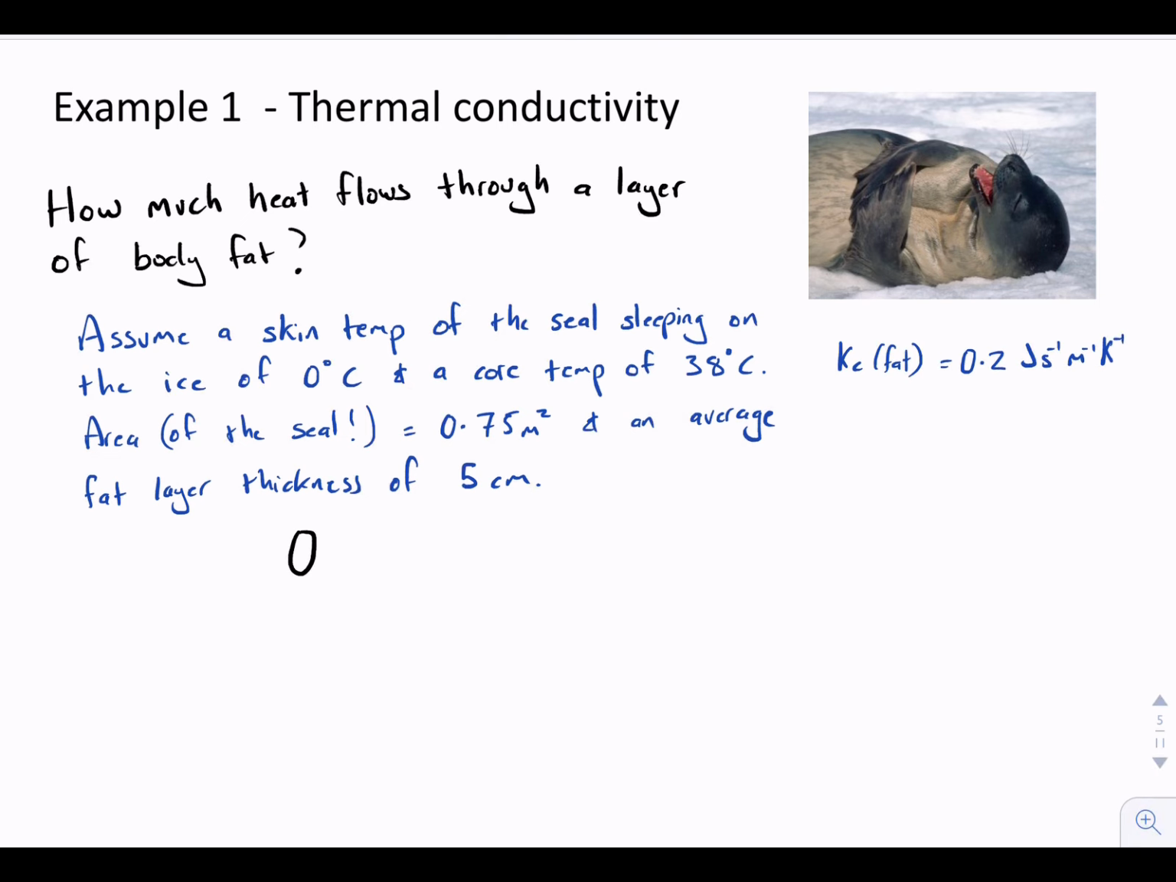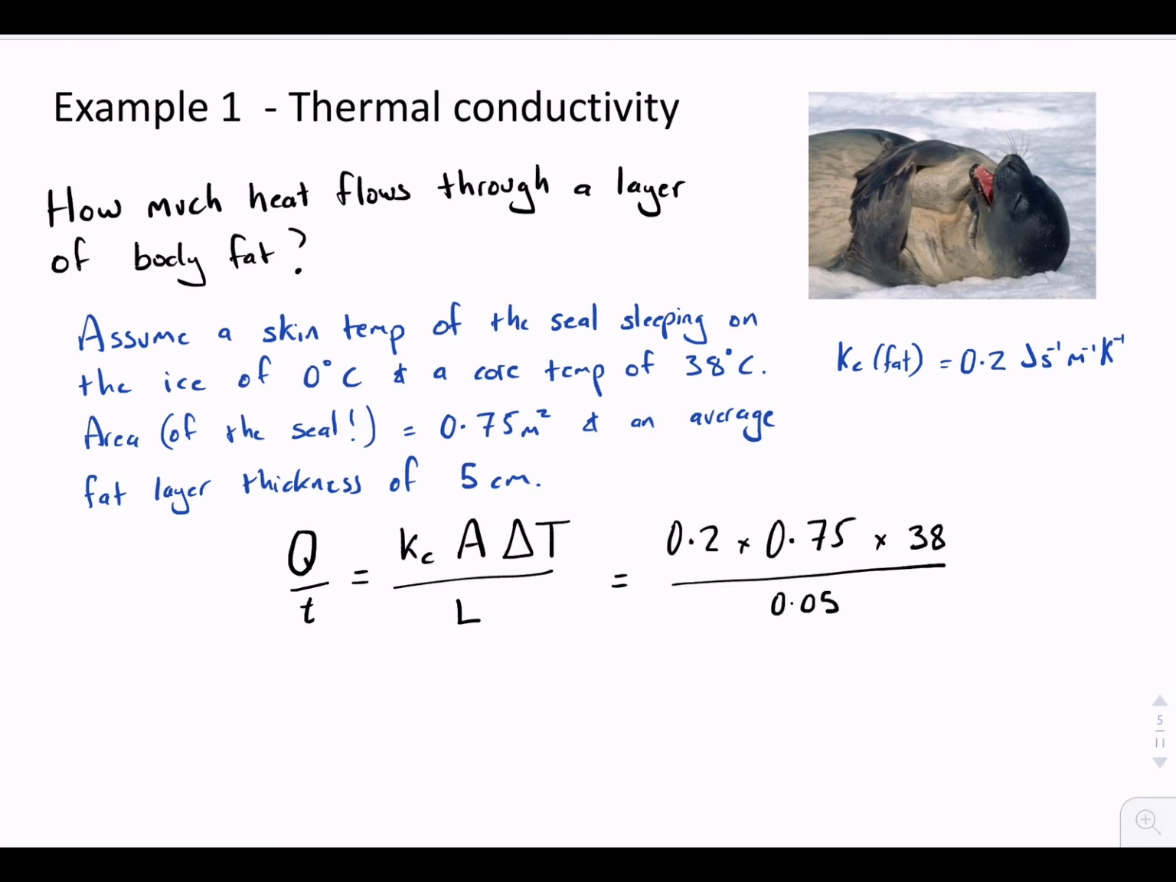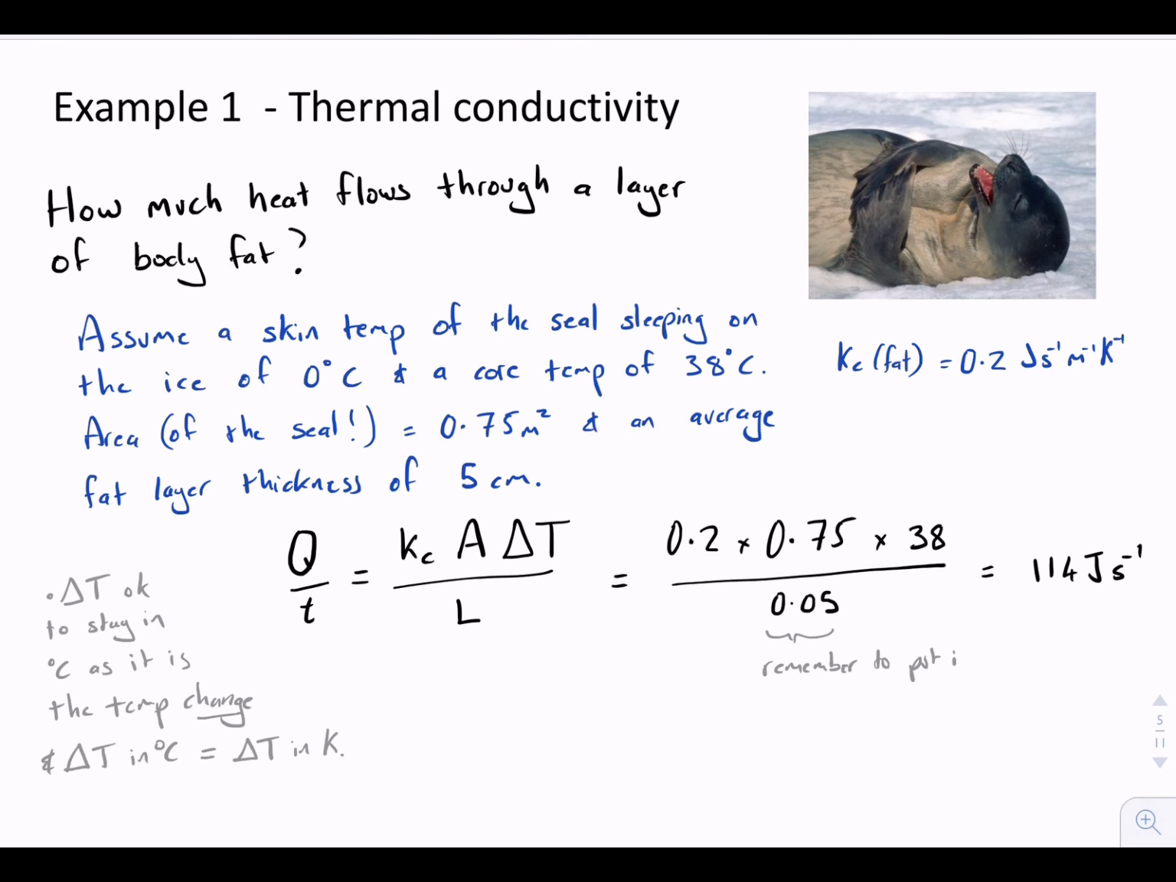So now we can use our equation for heat flow via conductivity. Q over T equals Kc A delta T on L. And if we put those numbers in, we can see we get a value of 114 joules per second. So with delta T, it's okay to stay in degrees Celsius, as it is the temperature change that's required for this question. And remember, delta T in degrees Celsius is the same as delta T in Kelvin. Also remember to put all the units in SI units, so we've changed our 5 centimeters to meters.